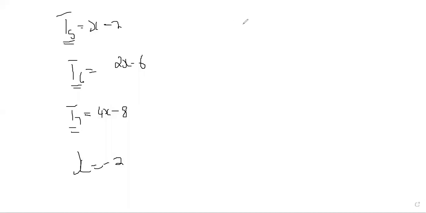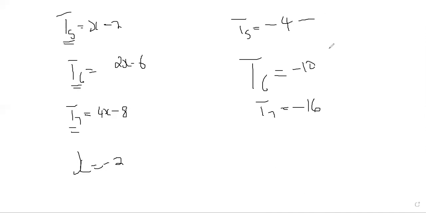You substitute. It means that T5 will be equal to, what is negative 2 minus 2? That is minus 4, right? So what is T6? It's 2 multiplied by negative 2, which is negative 4. Negative 4 minus 6, that's negative 10. And then T7, it is equal to 4 multiplied by negative 2, giving us negative 8, right? So what is negative 8 minus 8? That is negative 16, right?